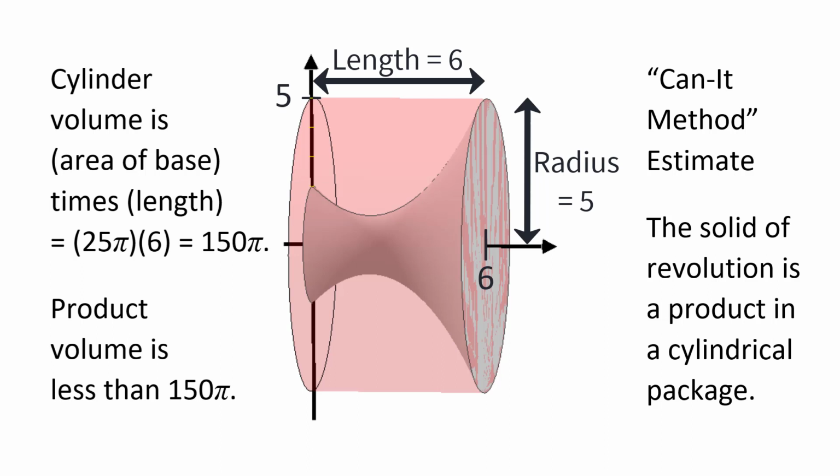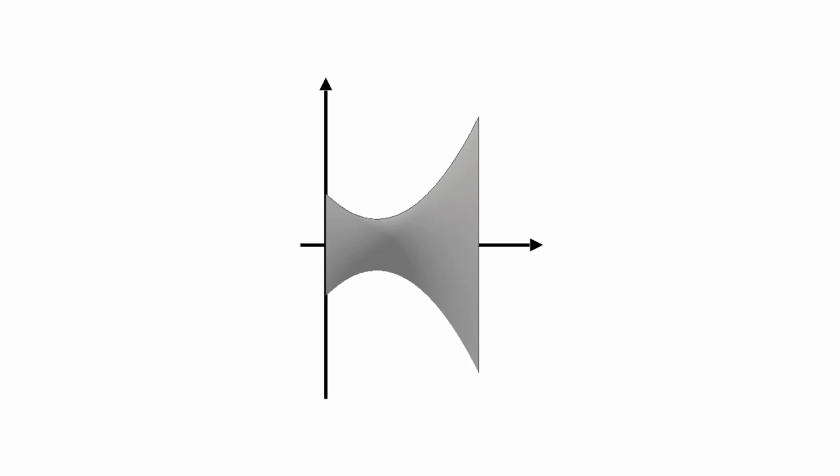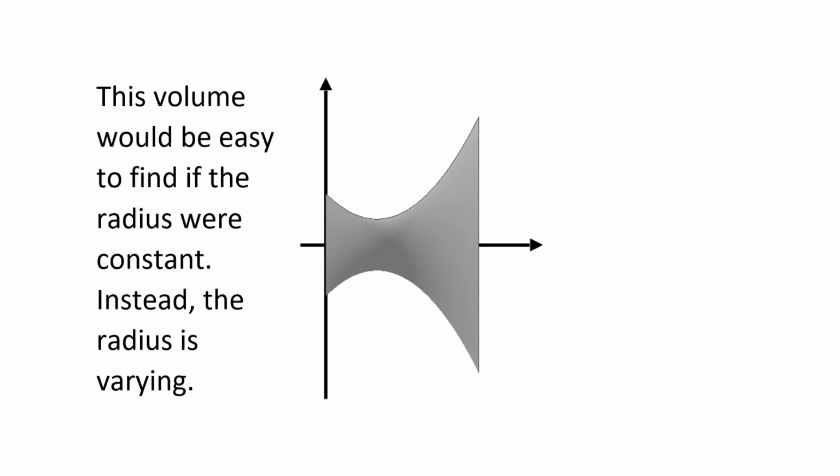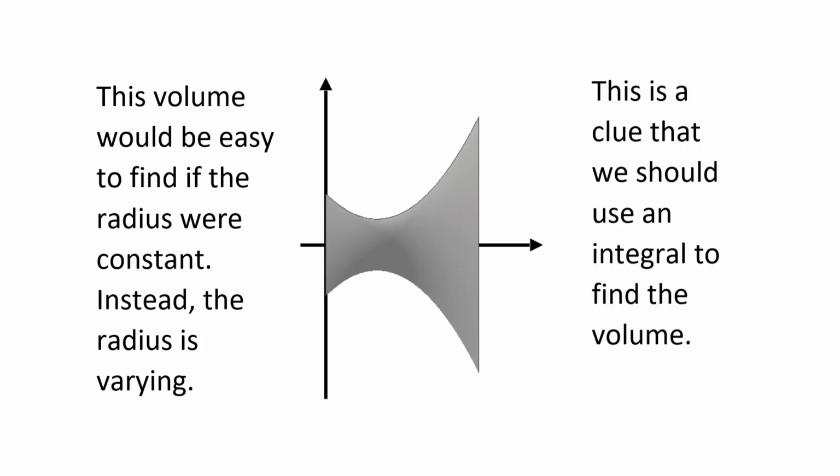There appears to be a lot of room for packing material around our product in its cylindrical package, so we can see that the volume of our product will be quite a bit less than 150 pi. After we find the exact volume, we will compare it to this estimate. The object is more complicated than a cylinder because the radius is not constant. The radius is shorter on the left and longer on the right. If only the radius were constant, then the volume would be very simple to find. The problem is more complicated because the radius is varying, is changing. That is an indication that integration could be helpful here.